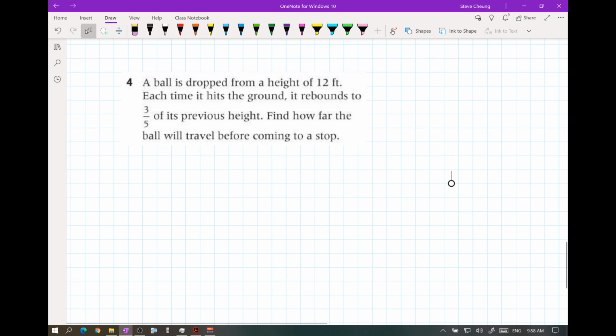Okay, now we have a dropping ball example. If I were to draw the diagram, it might look like this. First, it drops down by 12 feet. Then it bounces back up 3/5 of the previous height. It drops back down the entire way. Then 3/5 of the previous bounce drops back down, and so forth.